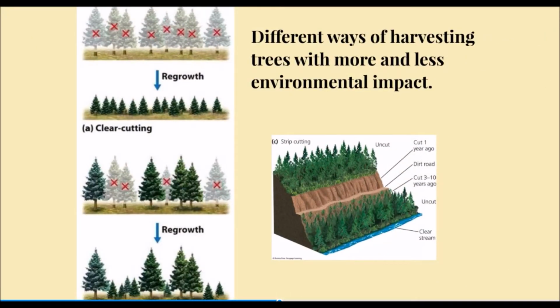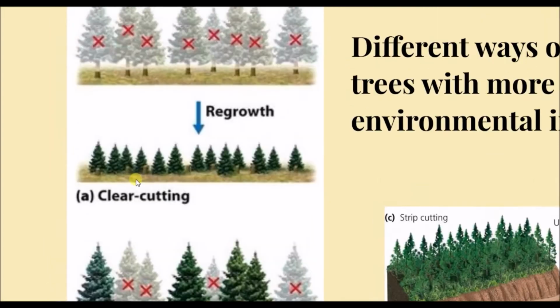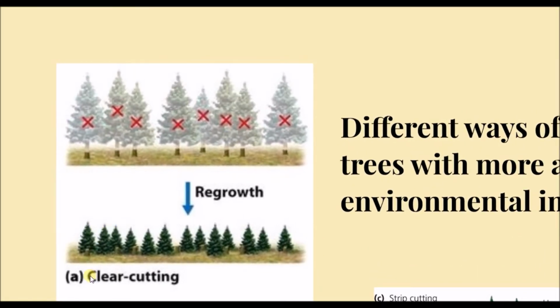But we have a few ways that we harvest trees. And like I said before, some are more environmentally sound than others. This first process we're going to write down in our notes is called clear cutting. Clear cutting is where basically you go into the forest and you cut the entire forest down. You cut everything down. It doesn't matter if it's a twig, it doesn't matter if it's a tree. You just go through with machines and you just cut. Everything must go.